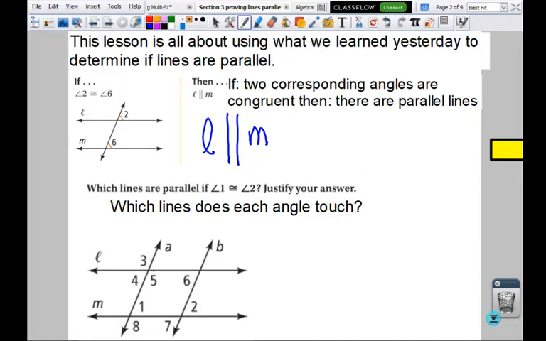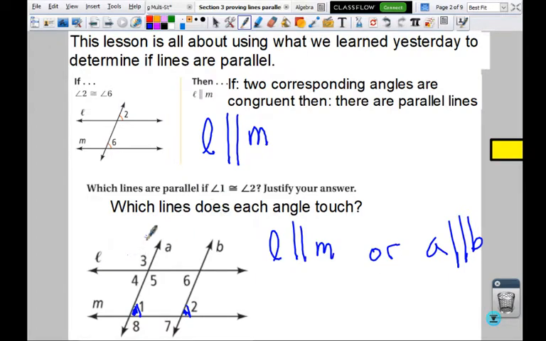Alright. So let's look down here at angle 1 and angle 2. Angle 1 and angle 2 are corresponding, right? Because they are top right, top right. And according to my problem, it says which lines are parallel if angle 1 is congruent to angle 2. So I need to figure out which are parallel. I have two possible answers: either L is parallel to M, or A is parallel to B. It's going to be one of those two.